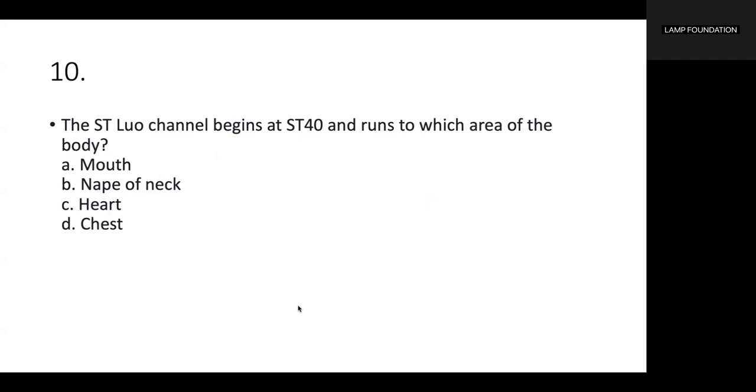The connecting channel of the stomach. It begins at stomach 40, the very popular stomach 40. And then it runs where? It runs at letter B, the nape of the neck. For those with phlegm, you may have observed that these patients also complain of pain or issues with the trunk, the chest, throat, neck, or head. These are the areas where phlegm easily lodges.